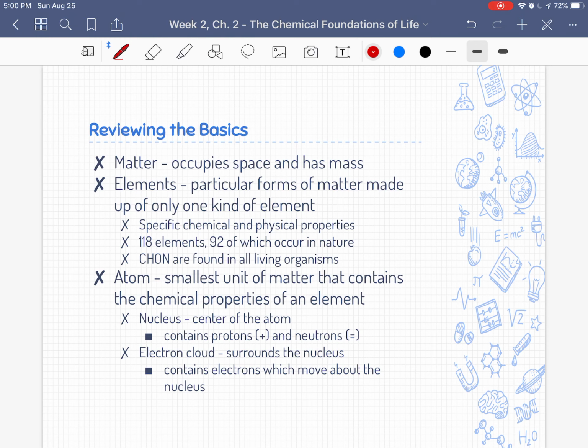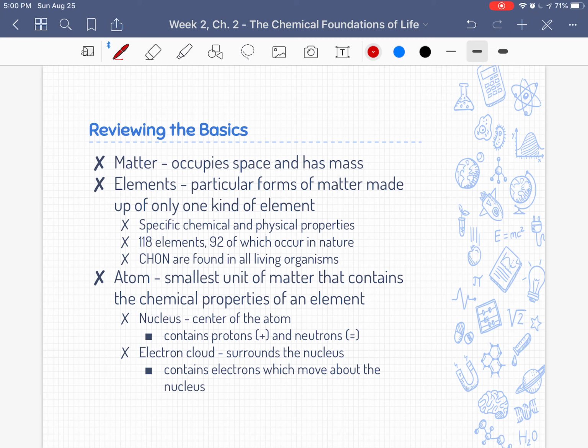So we're just going to spend some time reviewing the basics. If you remember from physical science way back in high school, matter is something that occupies space and has mass. And we organize that matter, or we categorize it, you might say, by identifying elements. When we talk about elements, not elephants, elements, we're talking about particular forms of matter that are only made up of one kind of element.